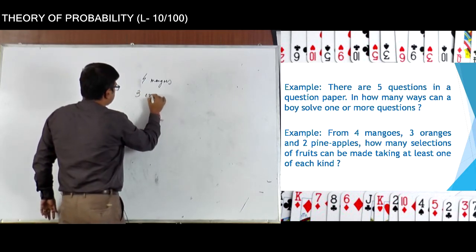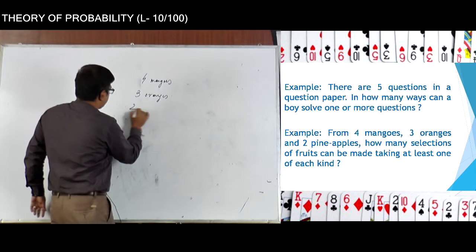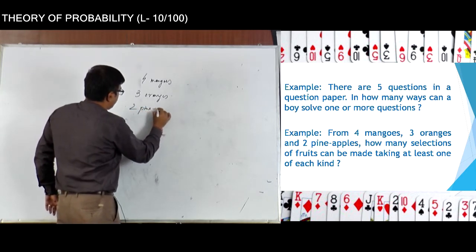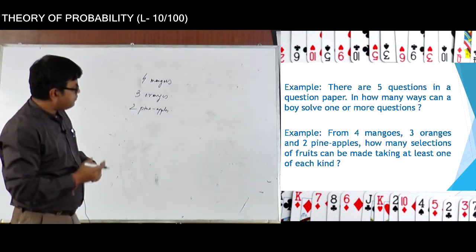There are 3 oranges. And there are how many pineapples? There are 2 pineapples. Now you see, first we come to the mangoes, right?